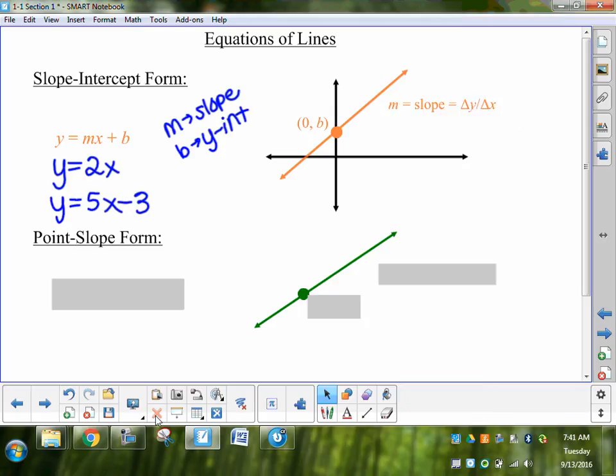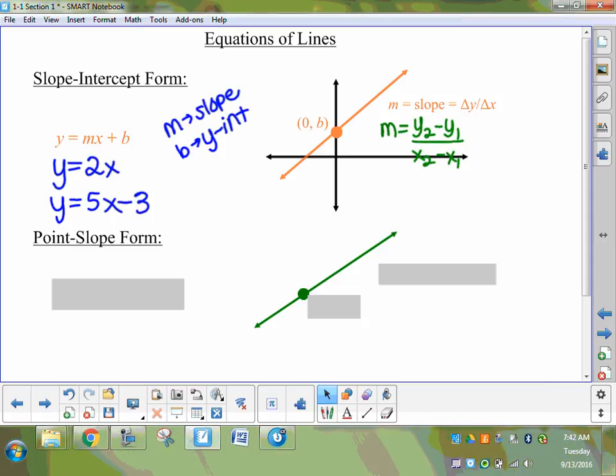And your slope is the change in y over the change in x. Now, here's the easy definition of it, or I guess the coordinate geometry one. We would say y2 minus y1 over x2 minus x1. The change in the output over the change in the input, the change in the range over the change in the domain.